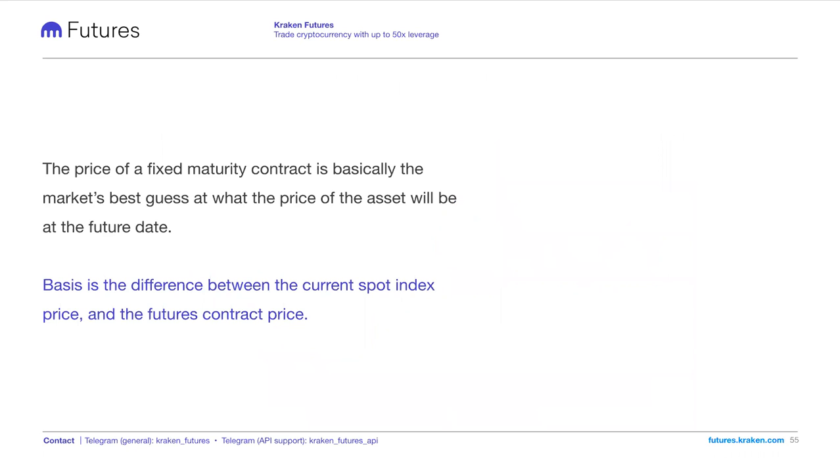So let's talk about basis. The price of a fixed maturity contract, so the monthly and the quarterly contracts, is basically just the market's best guess at what the price of the asset will be at the future date. And the basis is the difference between the current price today, the spot price, and the futures contract price.